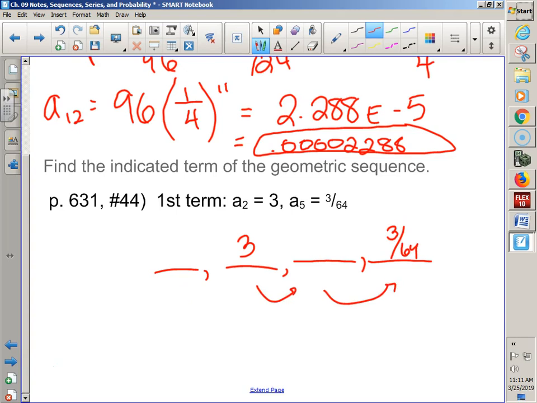Anybody figure out what was multiplied? No. What was divided? 1/8. Ooh. What? 3/8 times 1/8 is 3/64. Keep on going. So if we're multiplying by 1/8 every time, what would have been there before the division by 8 to get 3? You realize to go forwards, you multiply by the common ratio, and to go backwards, you divide? 3/64 is the 5th term.